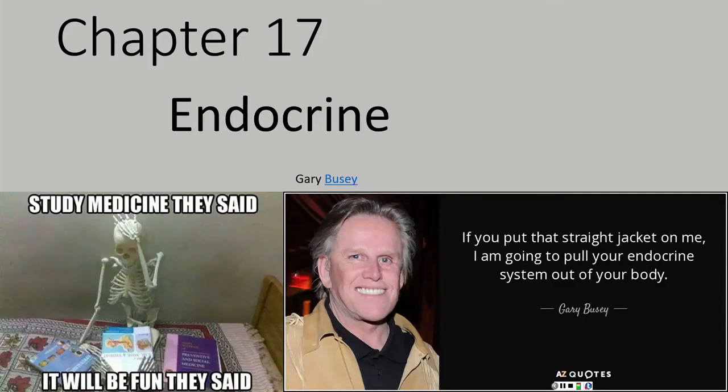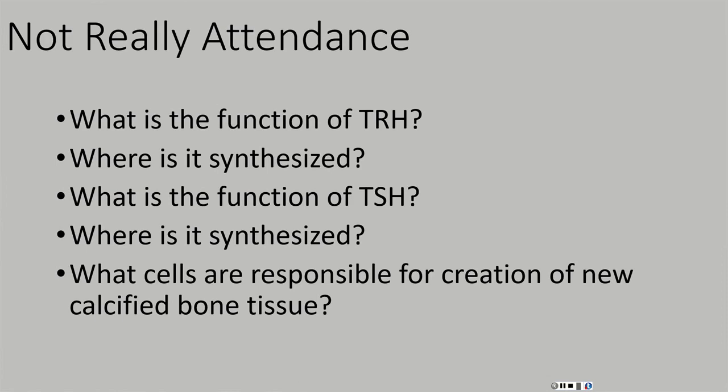All right, welcome back everyone to our fourth endocrine lecture. We're now going to start moving away from the brain, the hypothalamus and pituitary. Although we are still going to be talking about them, we're going to move the focus now down towards the neck and begin talking about the thyroid gland and the parathyroid glands. But before we get rolling with the new material, let's handle our not really attendance questions.